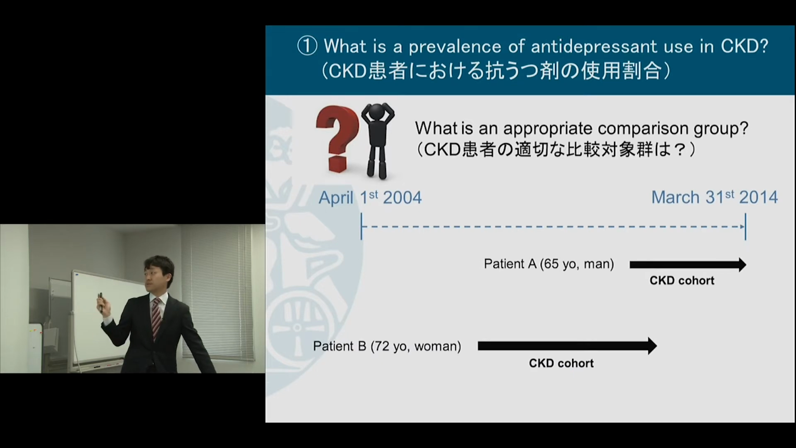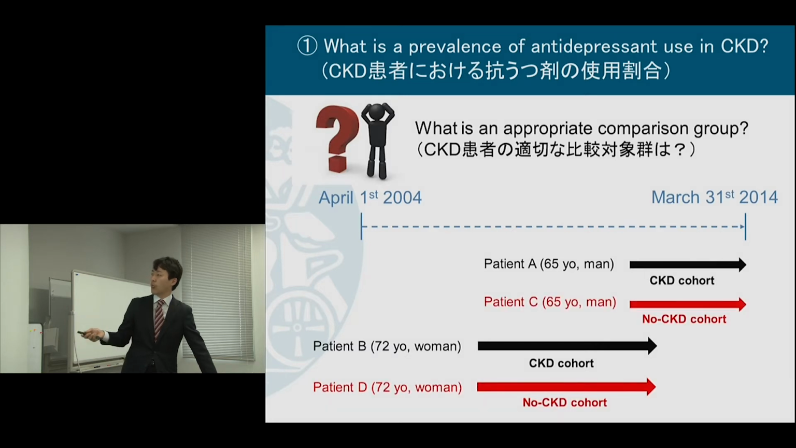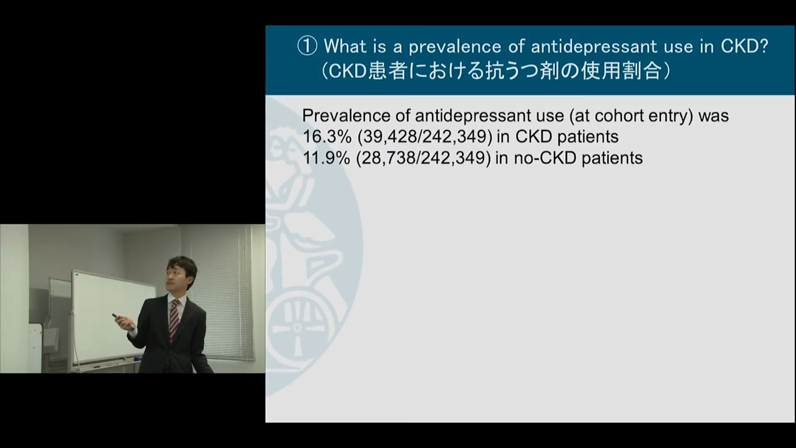Okay, and this is a graphical presentation explaining the same. So this is the CKD cohort, and I selected randomly a patient with the same age and sex at the same timing of cohort entry and made a comparison group or no CKD cohort. And then compared prevalence of antidepressant use between the groups. And this was 16.3%, as I said earlier. And in the comparison group, this was 11.9%.